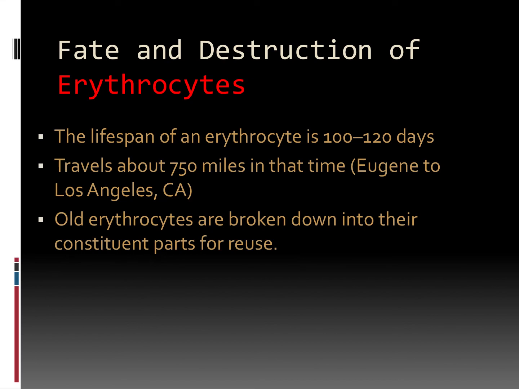So the lifespan, again, of erythrocytes is about 4 months, around 100 to 120 days. In that time, they travel 750 miles, which is about from Eugene to Los Angeles. So they travel through the body many, many times, as you can imagine, carrying oxygen and carbon dioxide. And then when they are worn out at the end of their life cycle, they're broken down into their parts for reuse, especially the iron and all of the protein parts.